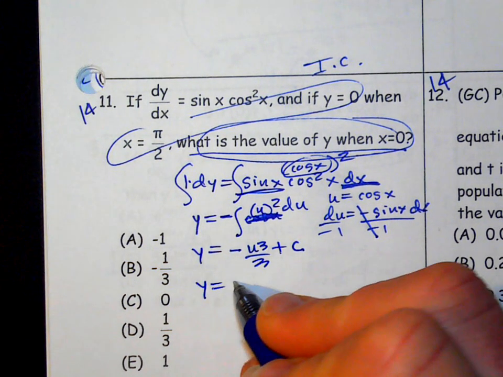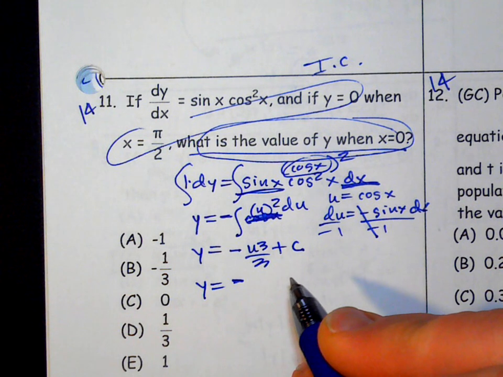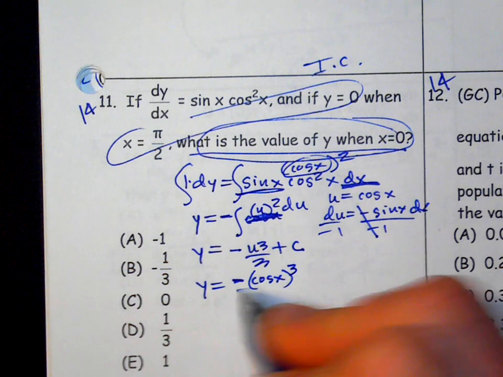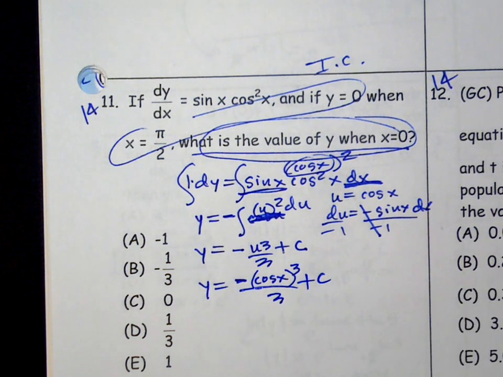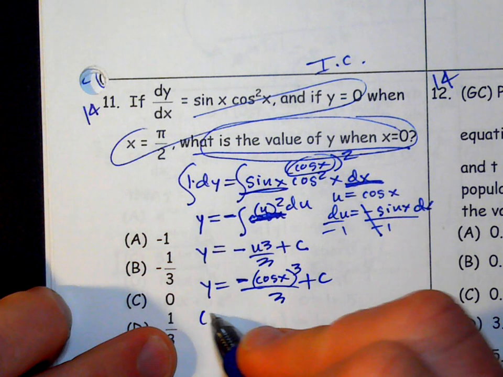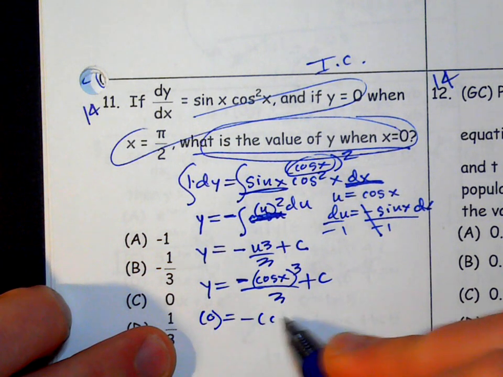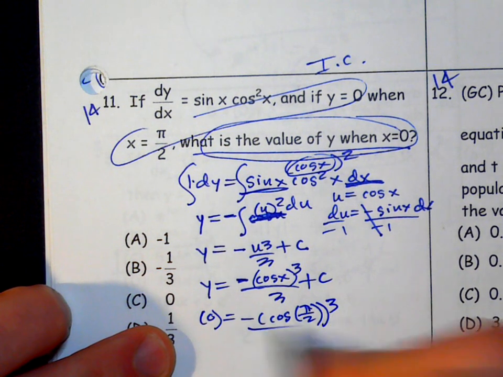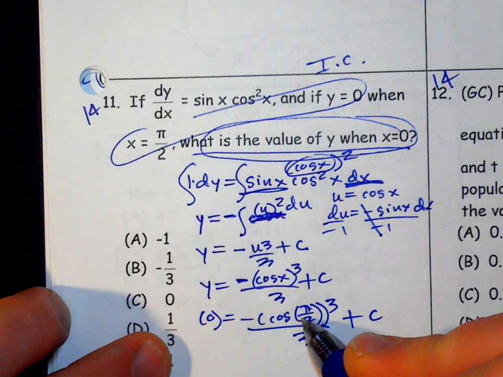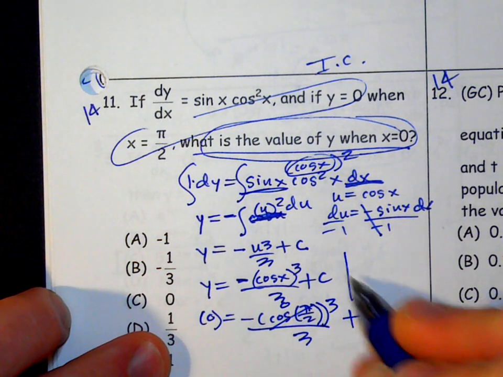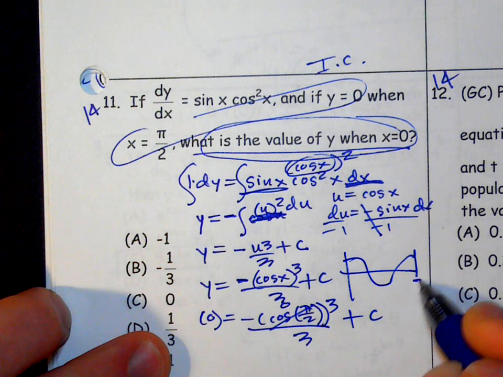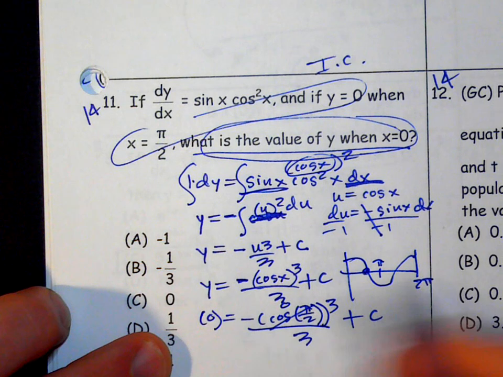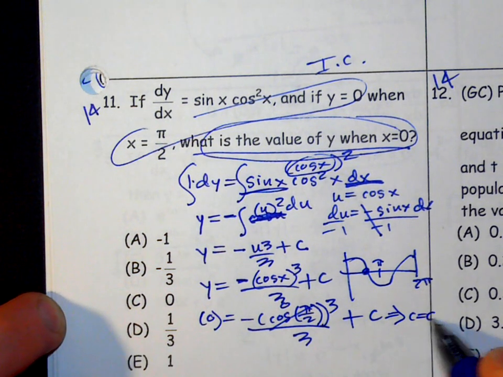So this is power rule, u cubed over 3 plus c. We need to change it back in terms of x before we find the c value. So that's going to be cosine x cubed over 3 plus c. Let's find the c value. So they gave us an initial condition, y is 0 when x is pi over 2. Cosine pi over 2 is 0. You guys remember your cosine graph? That's 2 pi. That's pi. That's pi over 2. 0. So c equals 0. That worked out nice.